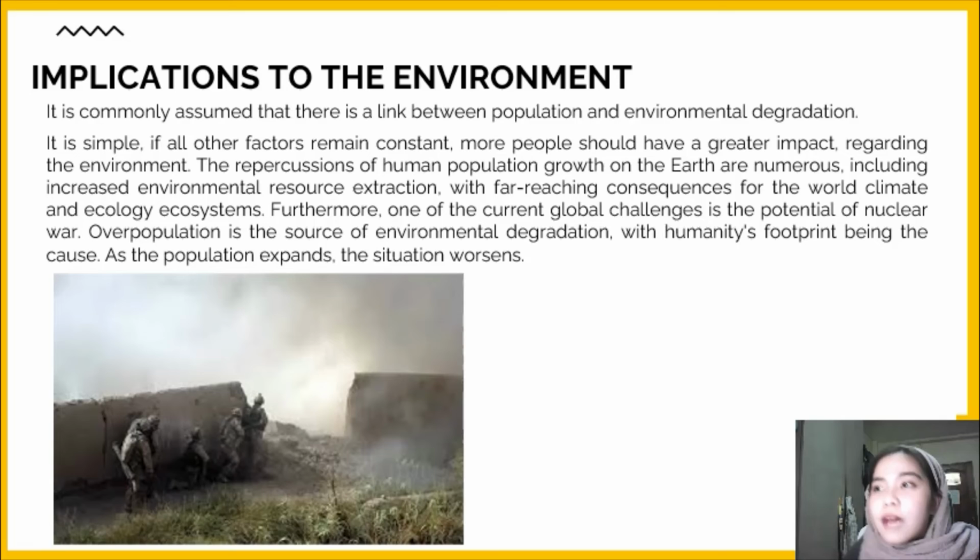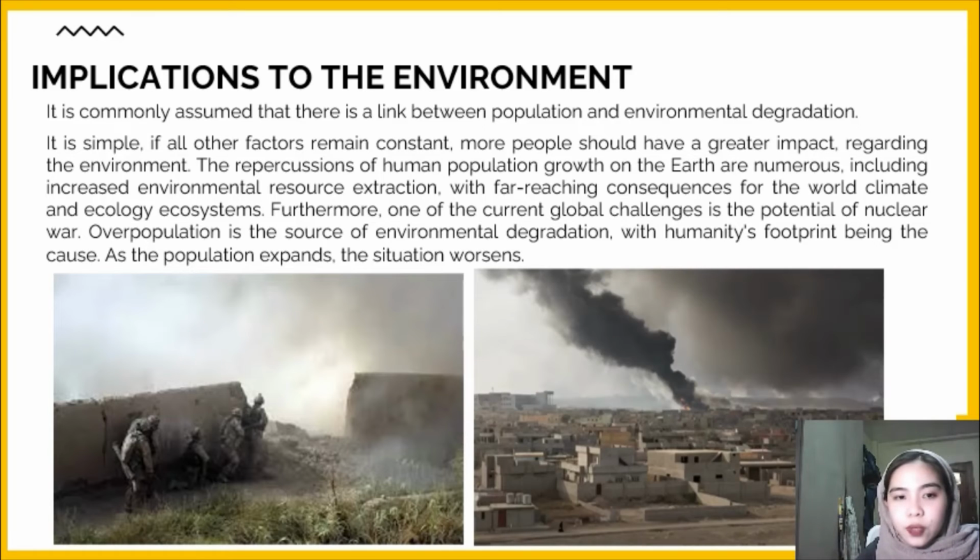Pero in Afghanistan's case, the environmental degradation also involves yung pagsira talaga ng environment, because they're using guns, etc., which ruins not just the houses but also the climate. So here, as you can see, they're ruining the ozone layer.